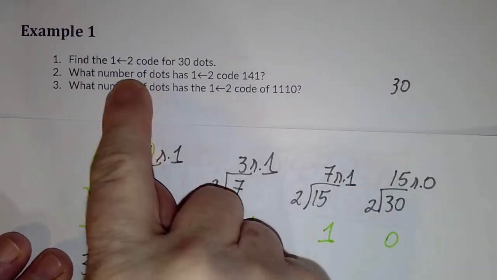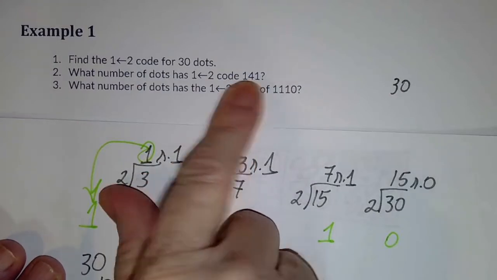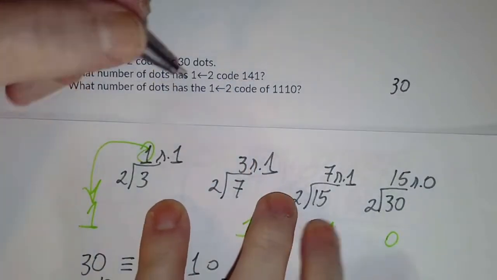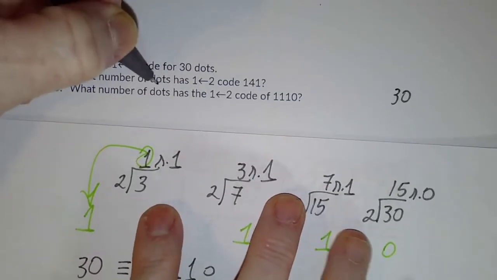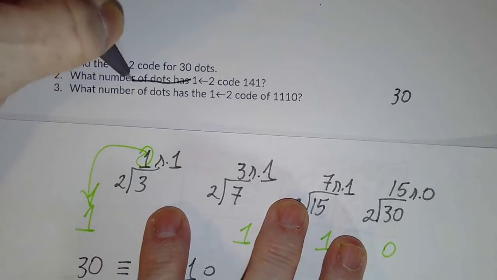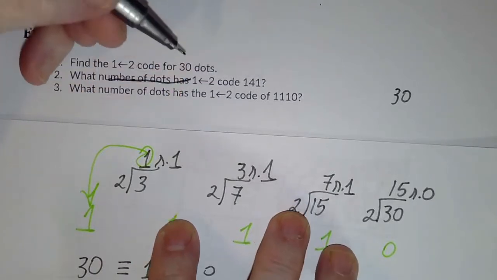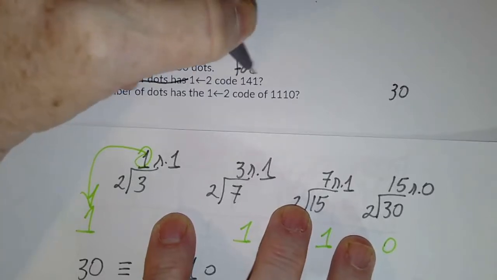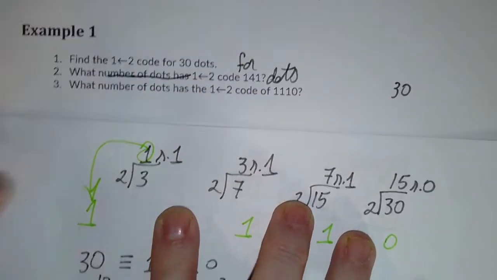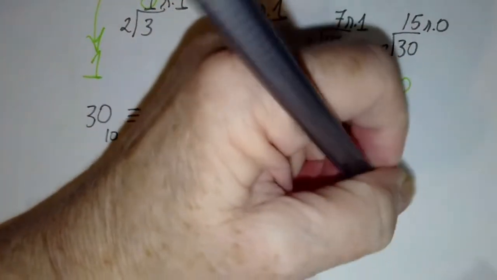Let's find the code. We wanted to find the 1-2 code for 141 dots. So we're going to do it the second way that we figured out. So we've got 141 divided by 2.